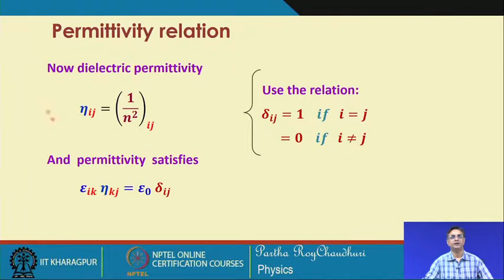So, this again is the dielectric property. We know that delta I j is equal to 1 if this is the tonality condition, and this condition is satisfied by this. So, permittivity, because this is your eta n square I j and this is 1 by n square I j, this and this epsilon I j put together will be equal to epsilon 0 when I equal to j, j equal to k. So, this is the permittivity relation with impermeability.